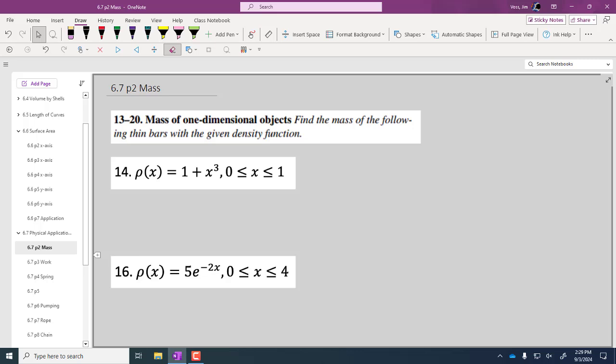The idea here is that we've got a thin bar. It's got variable density, so we're just imagining a thin little magnetic bar or something. And that's the density function. If we want the mass, all we do is integrate. So this slide is really a super simple concept.